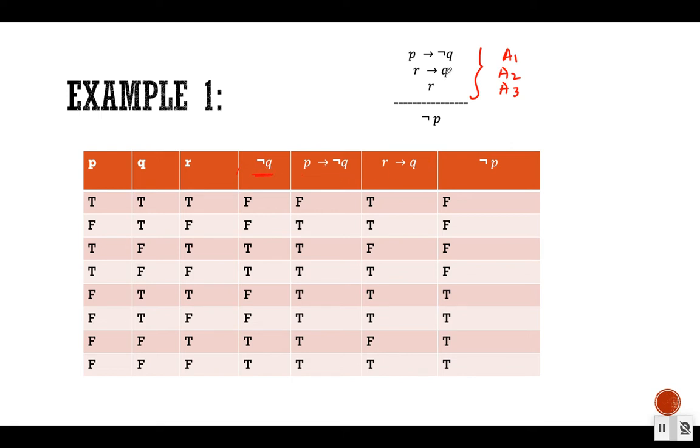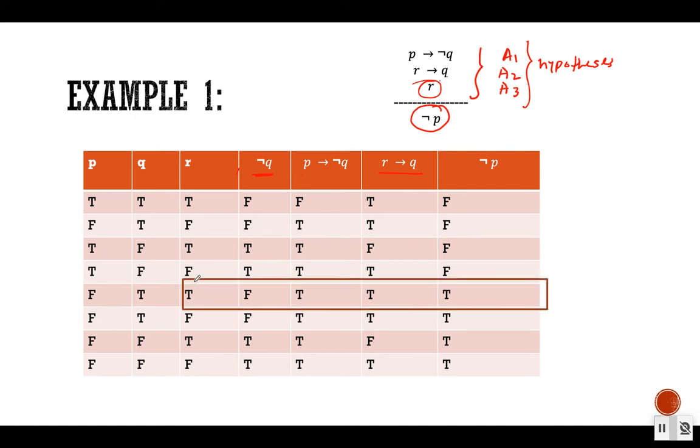Then we have another hypothesis, r implies q, and we determine the truth table for that. Then r is another hypothesis, and we already have its truth table. We have to find out whether not p is true when all the hypotheses are true. So let's find out in which case all the hypotheses are true.